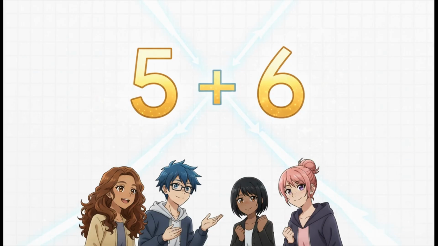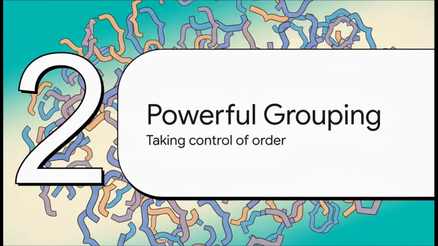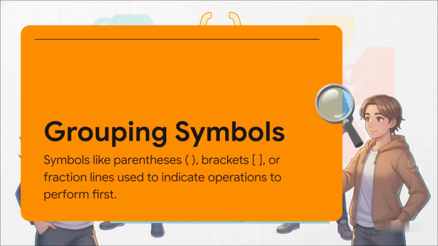Mystery solved. But wait a minute, what if you wanted the addition to happen first? What if the logic of your problem demanded it? Well, math has a tool for that. And that brings us to our next topic, the powerful little things called grouping symbols, which let you take control of the order. We're talking about things like parentheses and brackets.